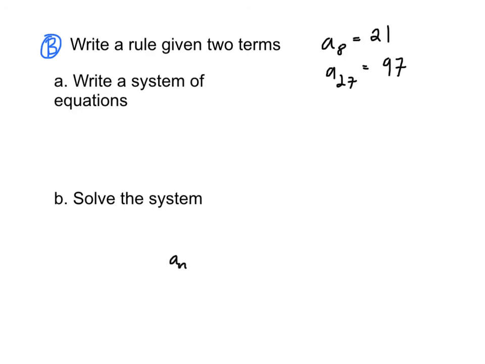Next, we're going to write a rule given two terms. Our two terms are a sub 8 equals 21, so we have our 8th term. And next we have a sub 27, or our 27th term, which is 97. So first we're going to write a system of equations using a sub n equals a sub 1 plus n minus 1 times d.